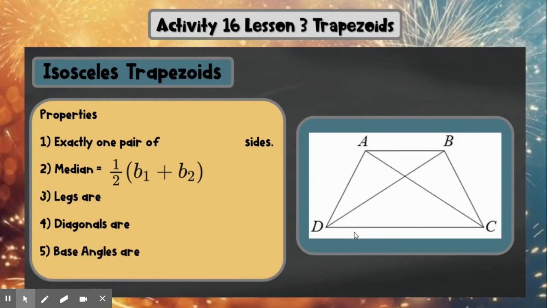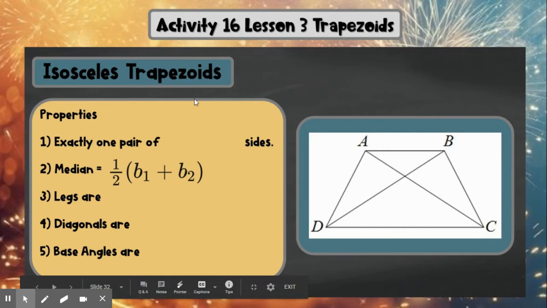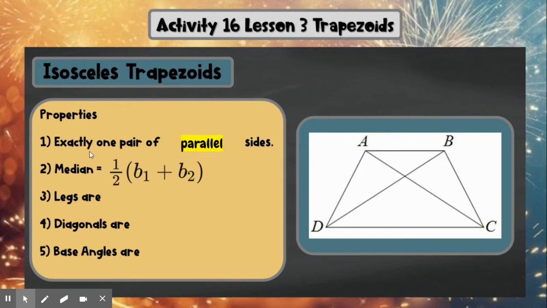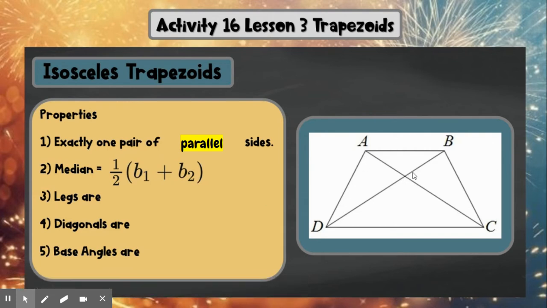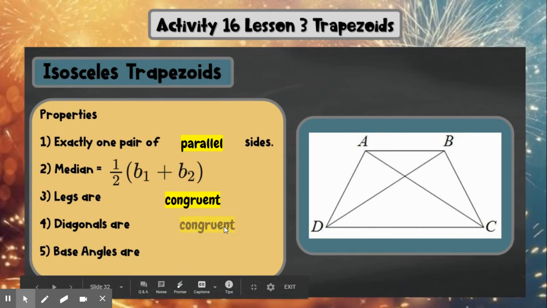Okay, now sometimes we have something called an isosceles trapezoid. Now the first 2 properties are the same as a trapezoid. It has exactly one pair of parallel sides. In this case, it's AB and DC again. The median is still half of the first base plus the second base. But this time we have a few more properties. First of all, the legs, AD and BC, are congruent. They're going to be the same length. The diagonals that connect the opposite angles, AC and BD, those are also congruent.